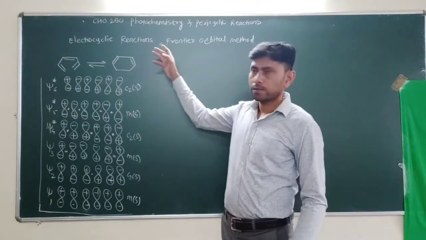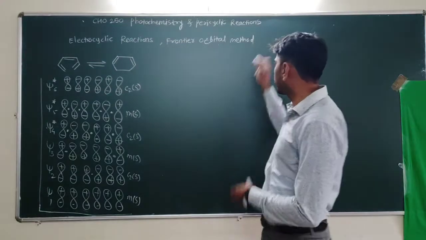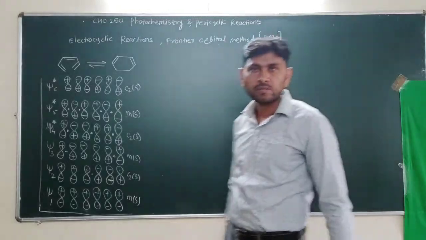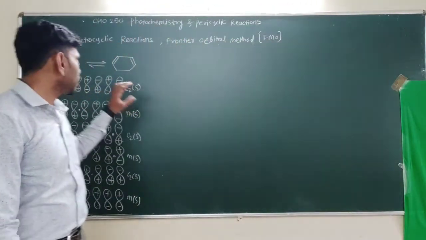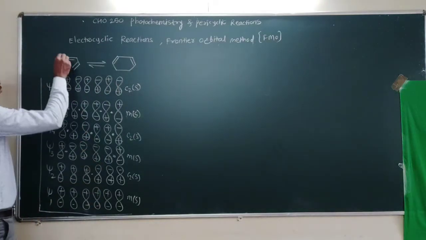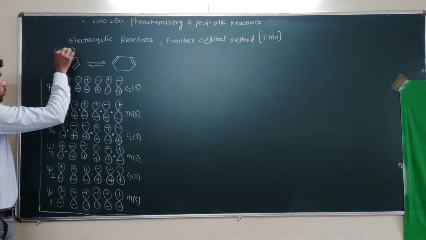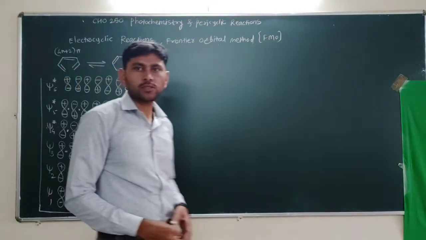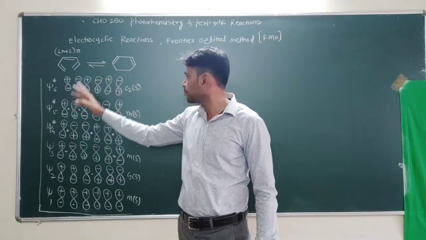Let's continue the analysis of electrocyclic reaction by frontier molecular orbital method, that is FMO method. Let's continue the FMO method for 4n plus 2 pi electron system. Now in the 4n plus 2 pi electron system, that is 6 pi electron, so ring closing reaction of this 4n plus 2 pi electron system is represented by general reaction here.